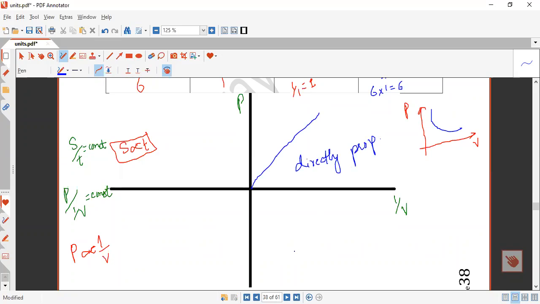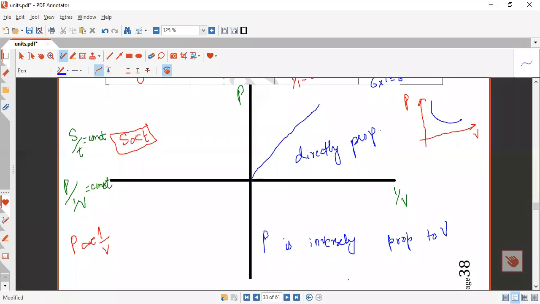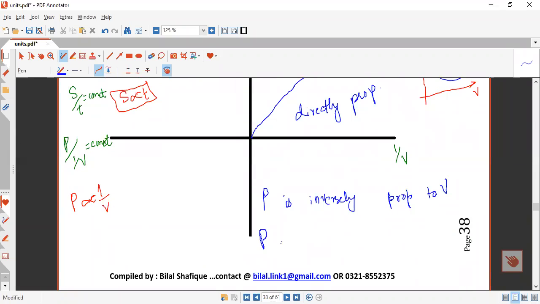Right? So what do we call here? P is inversely proportional to V. But what can I say, students? P is how proportional to 1 over V? Tell me. Yes, directly. This is what we studied new today, right?